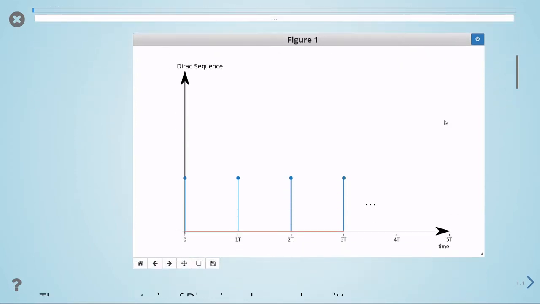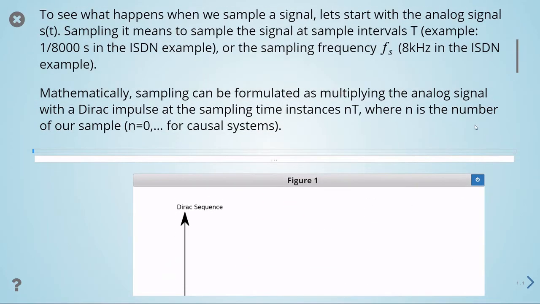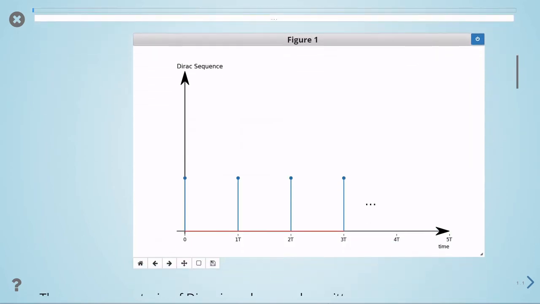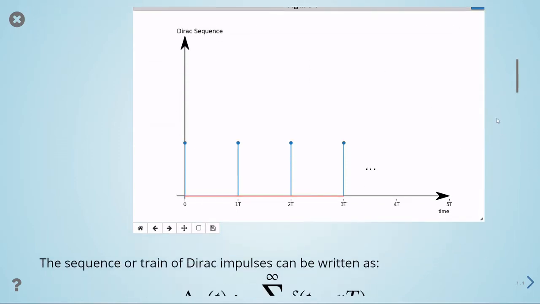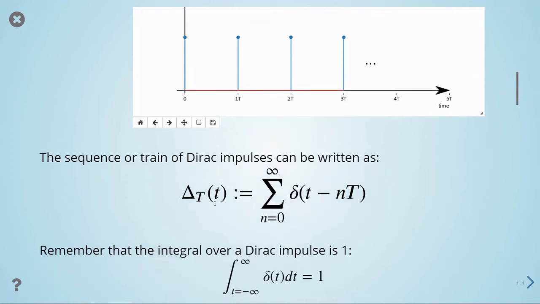So here we have a Dirac sequence, or a train of Dirac impulses. They are located at time instances n times capital T. So we have n times capital T, and here's our Dirac sequence. This sequence, or this train of Dirac impulses, can be written with this equation here. So this delta_T here indicates the train of Dirac impulses, and is this summation of the Dirac impulse at time t minus n times capital T.